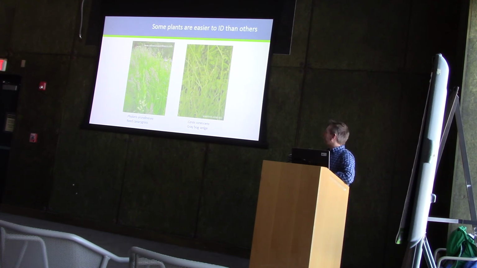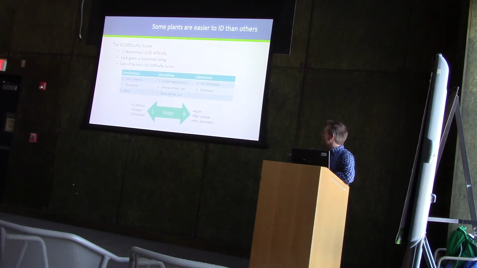So yeah, I think everybody kind of gets this idea. Some are easier than others. So we kind of just broke it down into three dimensions or three factors of what might go into making a plant harder to ID than a different plant. And I think it relates to how common it might be, how distinct looking it might be, and whether or not it's dominant. So if you just do a simple rating system like this with some criteria, you can come up with a way to systematically rate plants based on how easy they are to ID on a 1 to 6 scale.